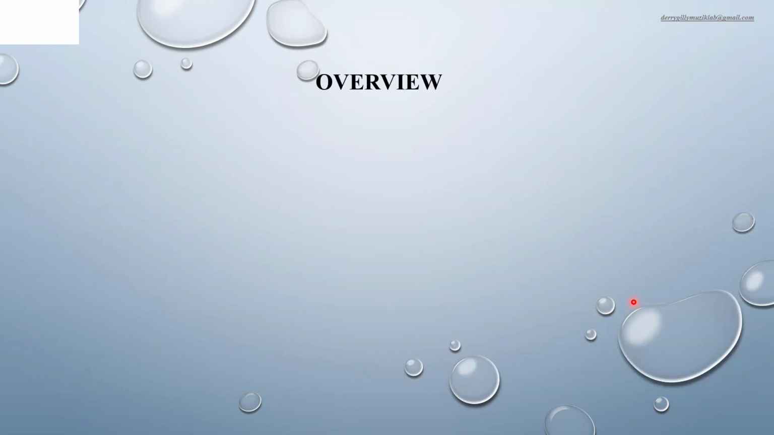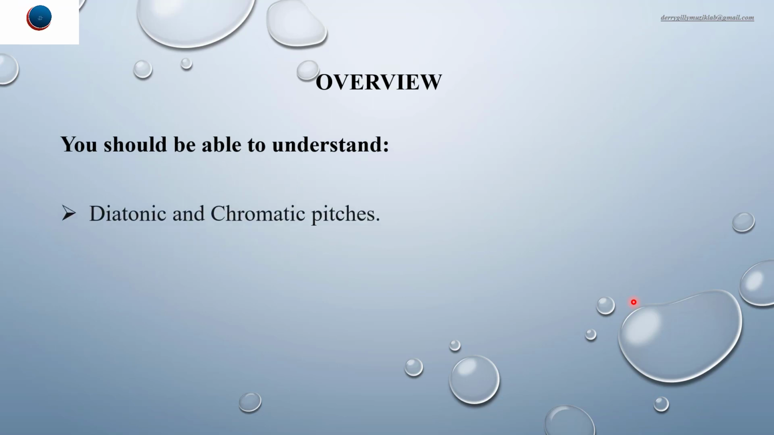Overview. Now you should be able to understand what diatonic and chromatic pitches are because we have elaborated them in the opening passages of our lessons, and we say that diatonic are pitches that are naturally in the pitch collections, or they are in the theoretical system of the pitches, whereas chromatics are foreigners, or they are altered pitches that are outside of the theoretical system.